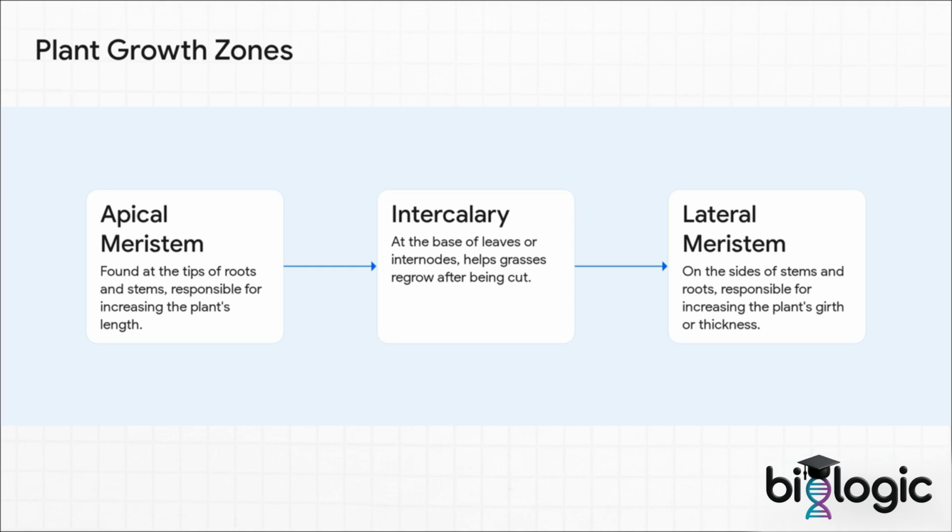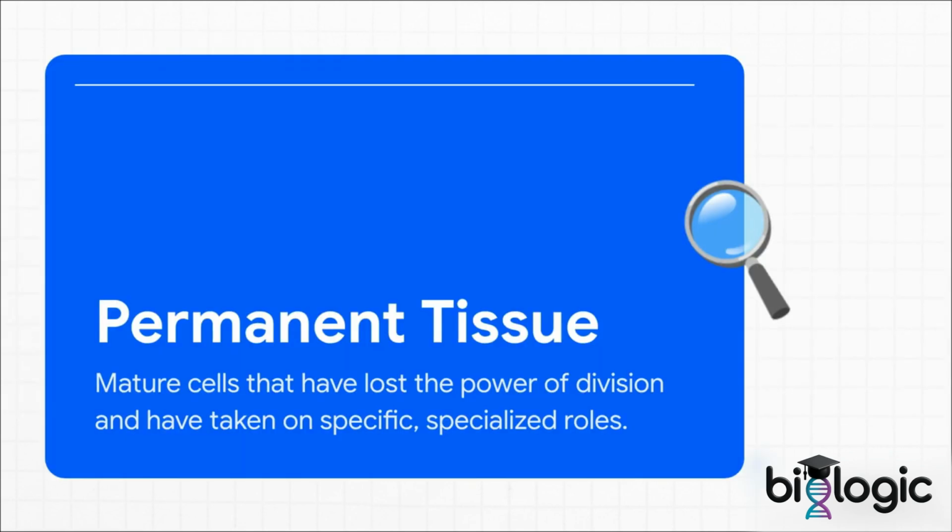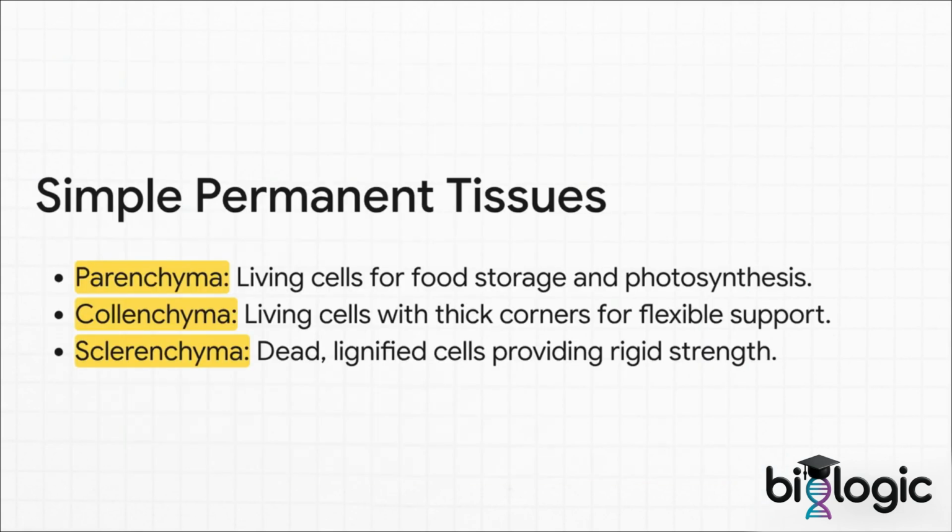And then there's the intercalary meristem, which is why your grass just keeps growing back no matter how many times you mow it. So, what happens to all these new cells that the meristems create? Well, they grow up, they mature, they specialize, and they become what we call permanent tissue. Basically, they stop dividing and get assigned a specific job for the rest of their lives. They become the plant's specialized workforce. And this workforce has a few key departments.